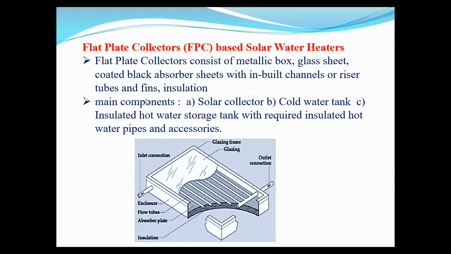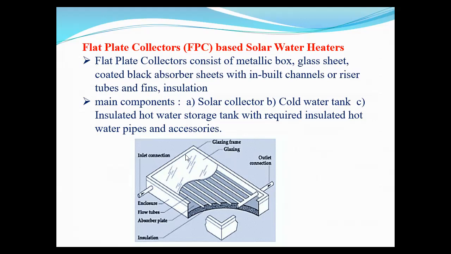In low temperature solar thermal power plant, the device used to collect solar radiation is the flat plate collector based solar water heater, that is also used for solar water heating. And that heat is used to produce the vapor from the low temperature fluid.